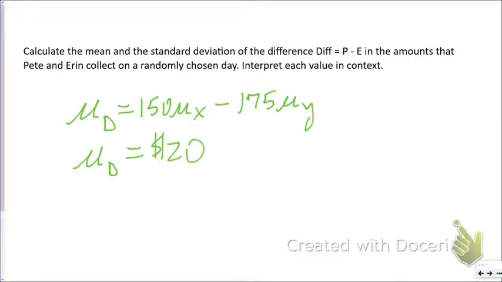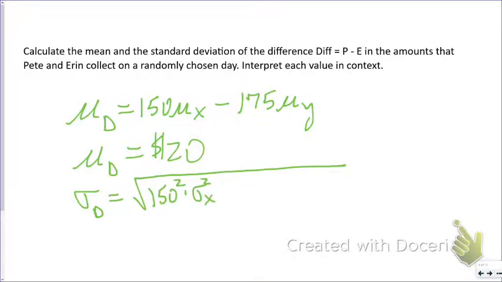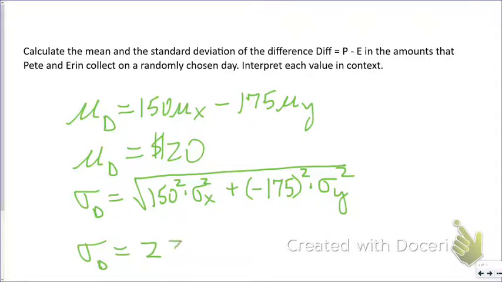Standard deviation looks a little different. So remember, we're subtracting 175, so I square that coefficient, and I end up with the same exact standard deviation I had a moment ago. Let's fix that dollar sign up there.